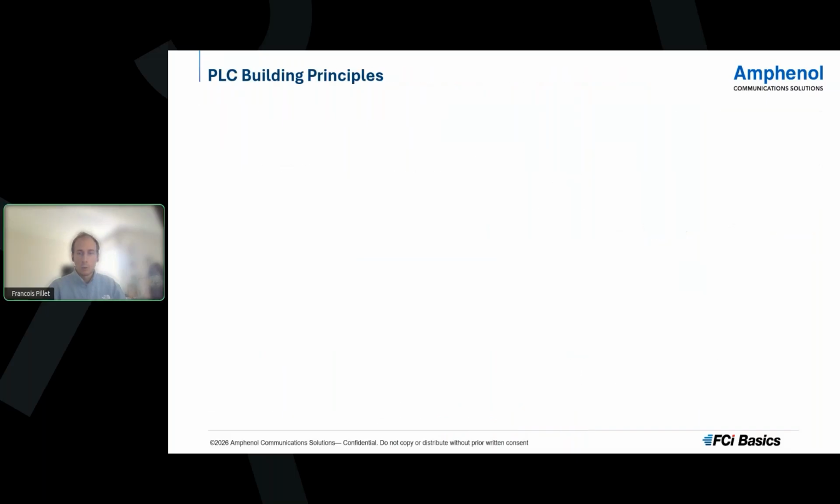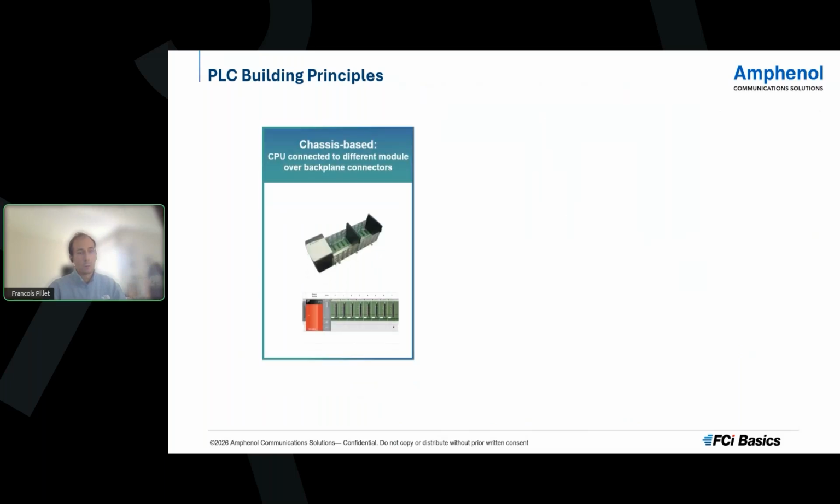All the modules that we listed previously reflect some generic building principles that we are going to see in a moment. First principle, PLCs are usually chassis-based, which means they are connected to different modules over backplane connectors, for instance, DIN rail, and this allows a common interface in a standardized format.